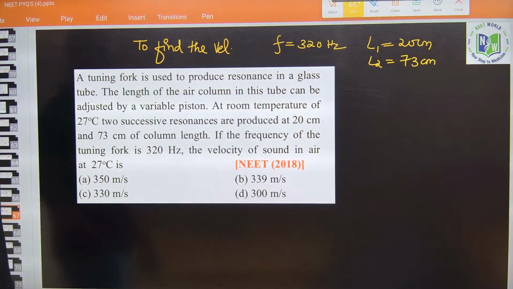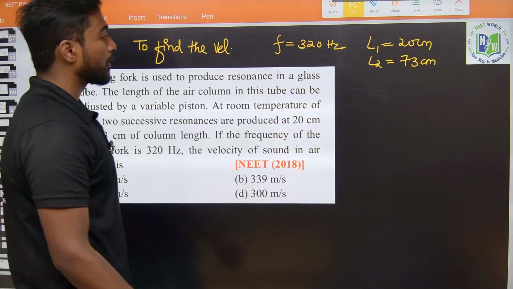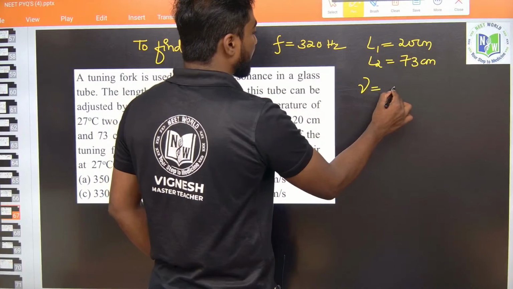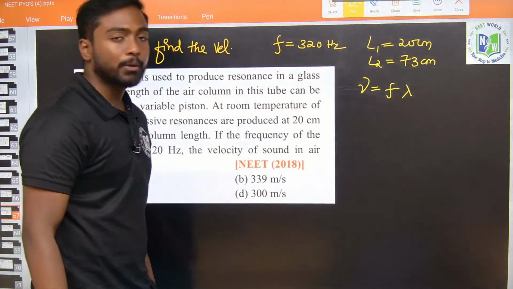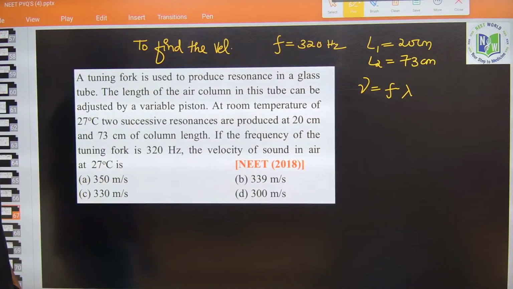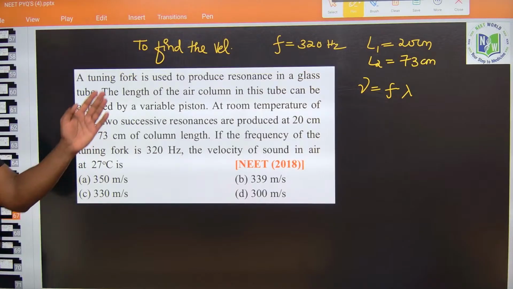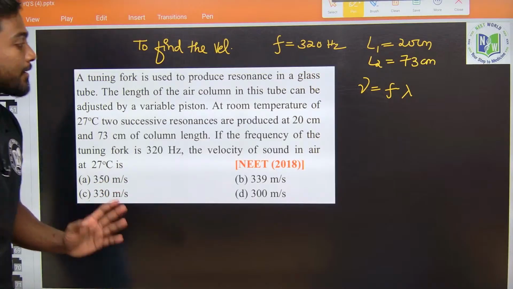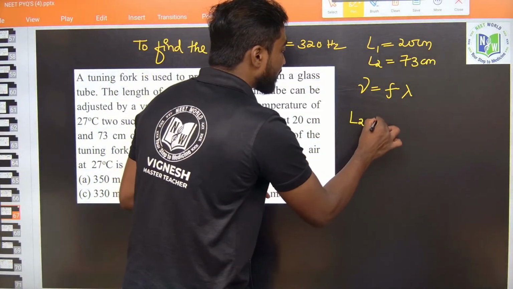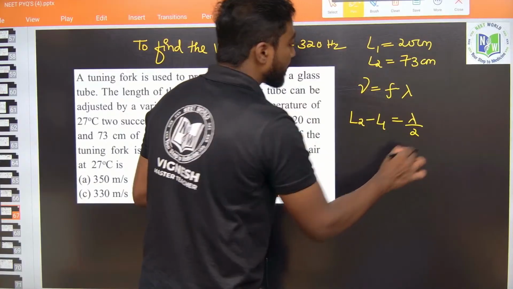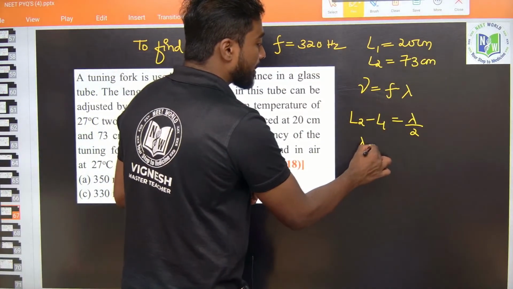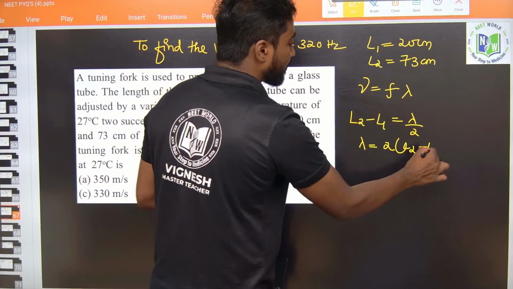Now, what is the formula? Velocity is equals to f into lambda. Okay. So what about the lambda? It's two successive resonances, no? Successive resonances are off by half of the wavelength. So L2 minus L1 is equals to lambda by 2. Okay. So lambda will be equals to 2 times of L2 minus L1.